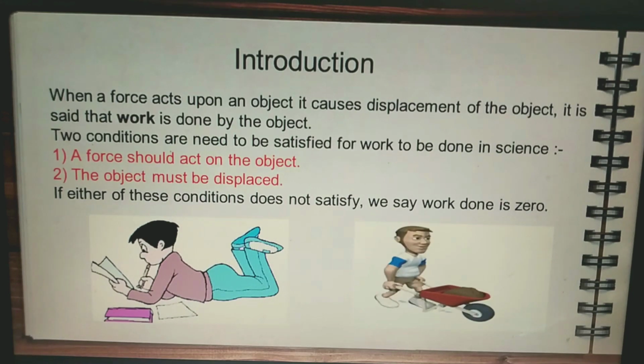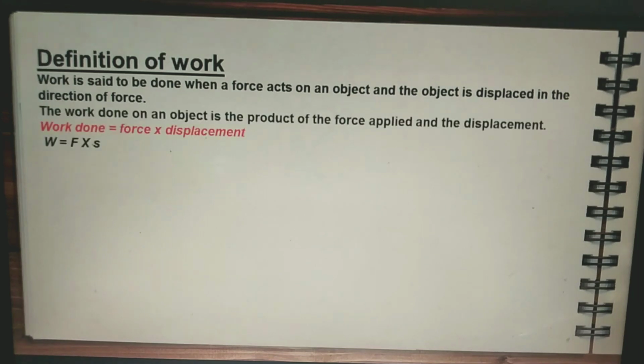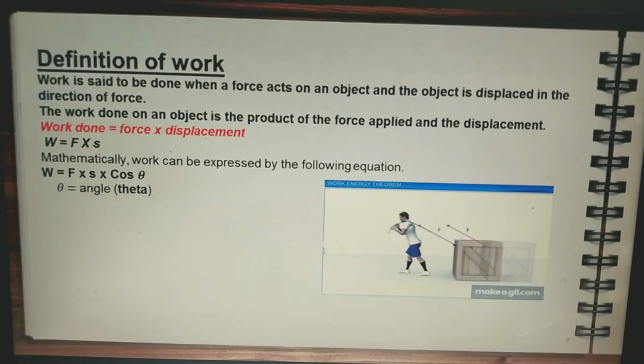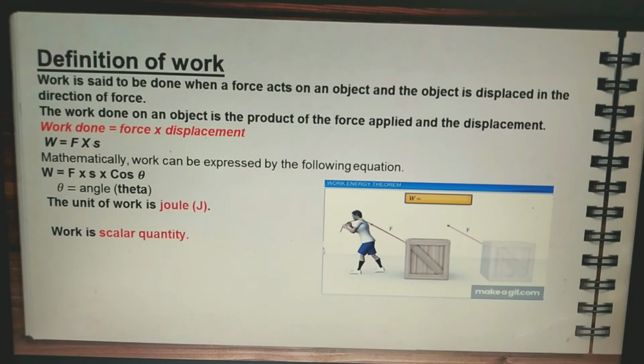On the basis of this, we can define work as: when a force acts on an object and the object is displaced in the direction of force, then we say that work is done by the body. Or work done on an object is the product of the force applied and the displacement, which can be represented as W = F × S. W represents work done, F is the force and S is the displacement. Mathematically, work can also be expressed as W = Fs cos theta, where theta represents the angle. And the unit of work is joule.